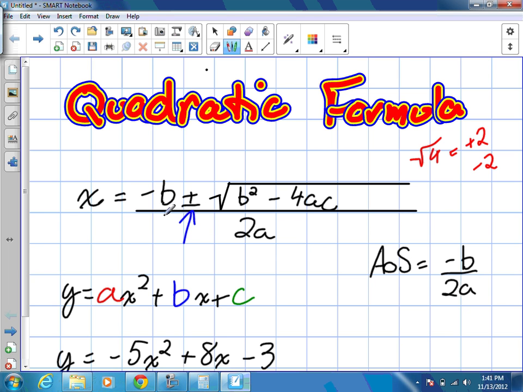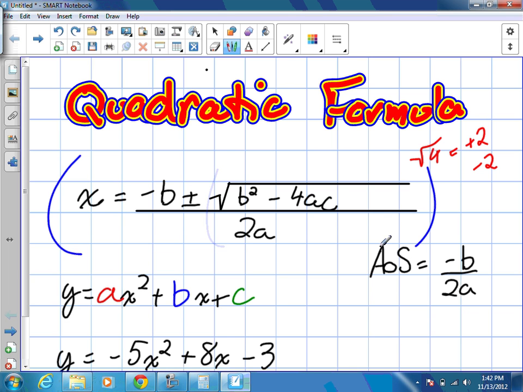And finally, everything, not just the square root, everything above is divided by 2a. So make sure you equate everything on top before you divide by 2a. Many people make the mistake of only dividing the square root by that. Do not do that. Okay? So, this is the major formula we're going to learn today.